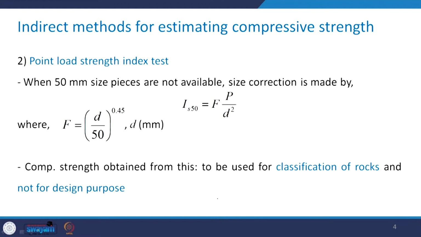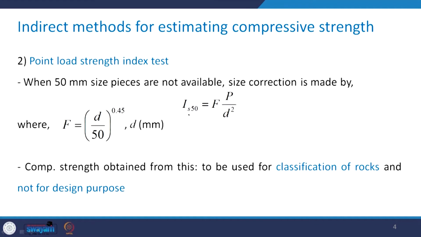Now the question is, if 50 millimeter size pieces are not available, then one needs to go for the size correction. If you recall, we discussed this size correction in case we did not get L by D ratio 2 or more than 2 in case of the regular cylindrical specimen. There also we had corrected the value which we got from the lab in order to get the compressive strength of the rock. So likewise here also this index is modified or corrected for the size of the specimen when it is not 50 millimeter.